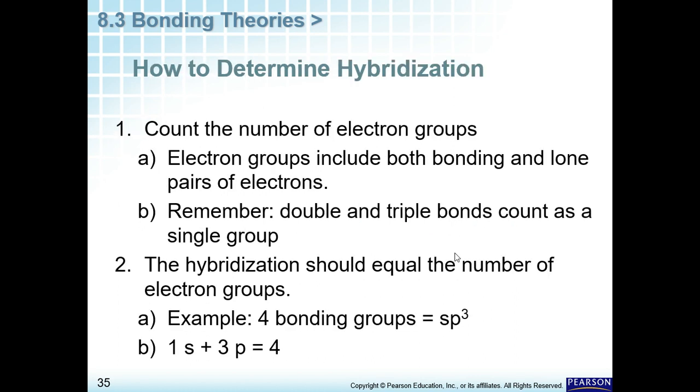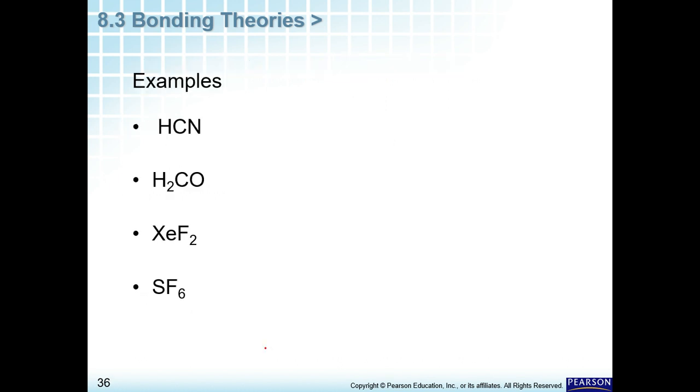So how do we determine hybridization? First, count our electron groups. I tried to say this on the last slide. Electron groups are bonding groups and lone pairs. Remember, if you have a double or triple bond, it counts as a single group. Then hybridization has to equal the number of electron groups you have. So if you have 4 bonding groups, you have 4 electron groups, sp3. That may sound confusing, so let's do these examples.